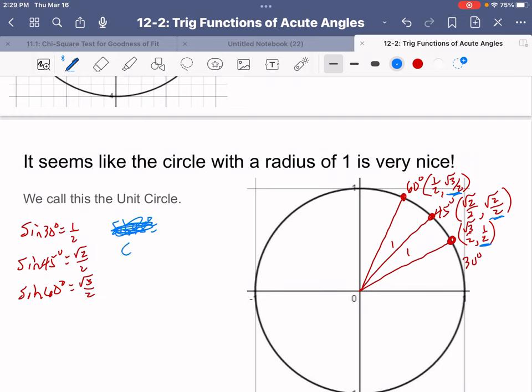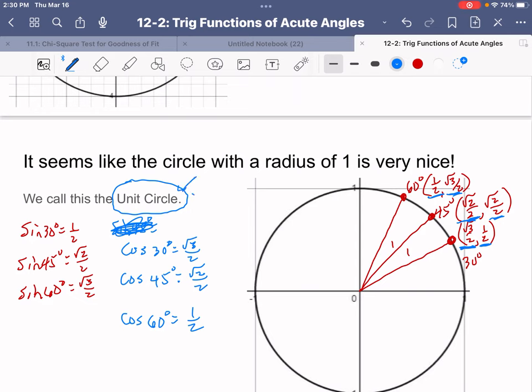What about the cosine of 30 degrees? Well, I've memorized it as the square root of 3 over 2. The cosine of 45 degrees, I've memorized as the square root of 2 over 2. And the cosine of 60 degrees is a half. Are you noticing that this is the cosine of 30, this is the cosine of 45, and this is the cosine of 60?